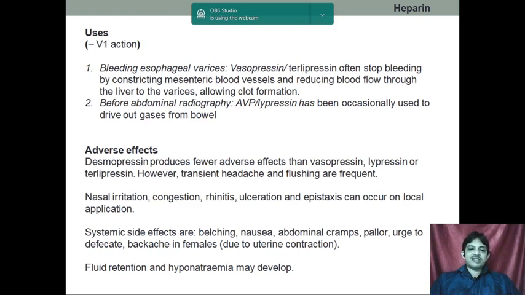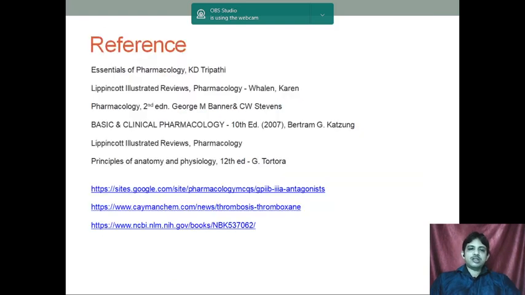Systemic side effects are blanching, nausea, abdominal cramps, or you can say uterine contraction can be there. Fluid retention and hyponatremia may develop. So these are the different adverse effects. Hope you have understood, and for details you can go through these references.